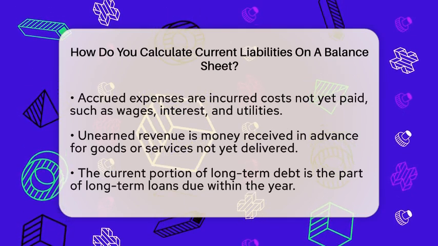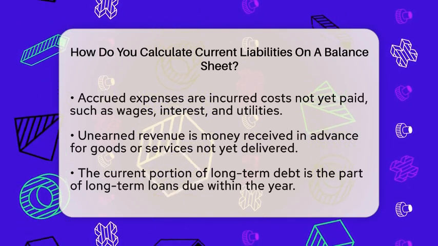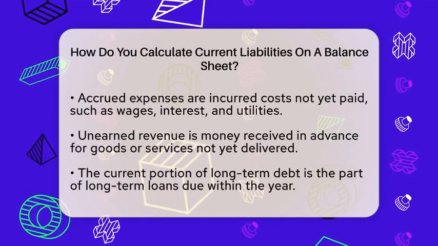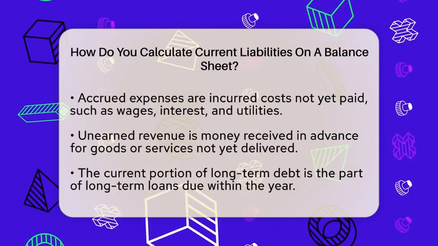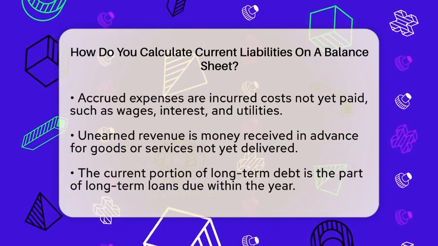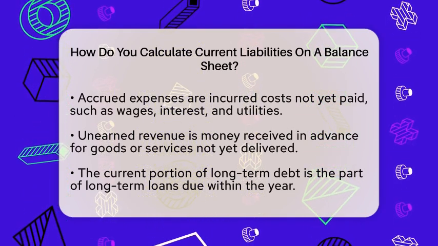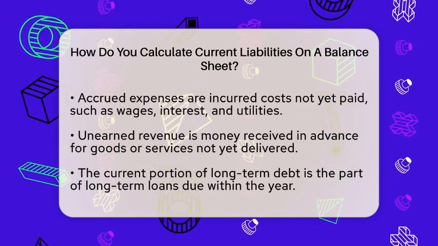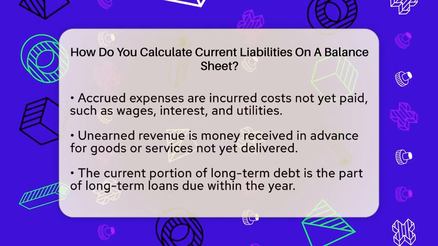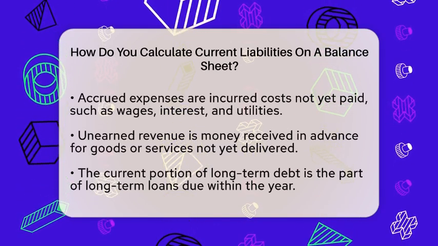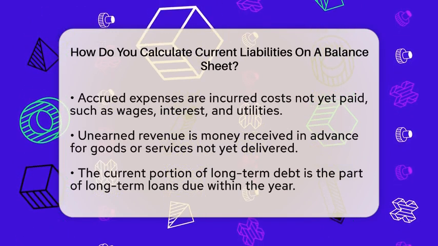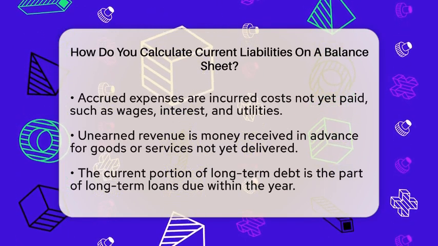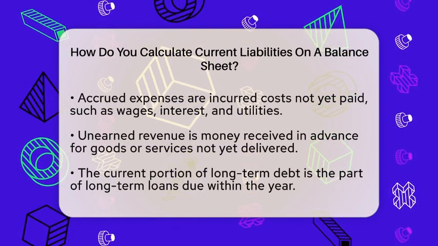Unearned revenue is also a current liability. This is money received in advance from customers for goods or services that have not yet been delivered. Don't forget about the current portion of long-term debt. This is the part of long-term loans or mortgages that is due within the year. Lastly, consider other short-term debts, which can include salaries payable, income tax payable, and sales tax payable.